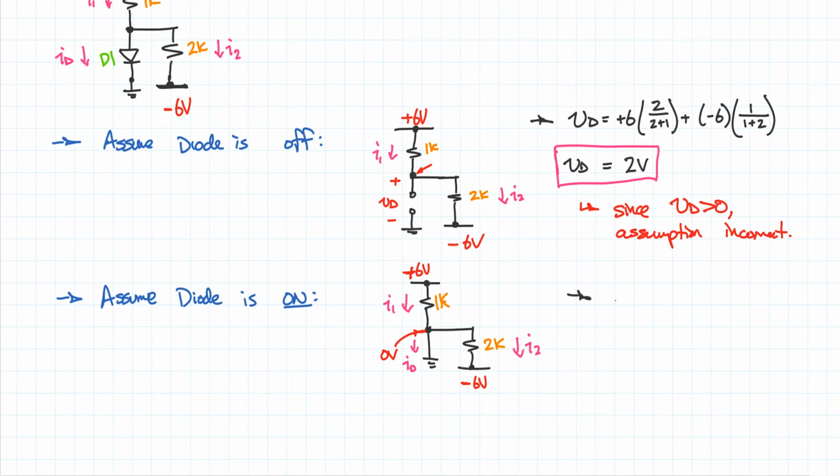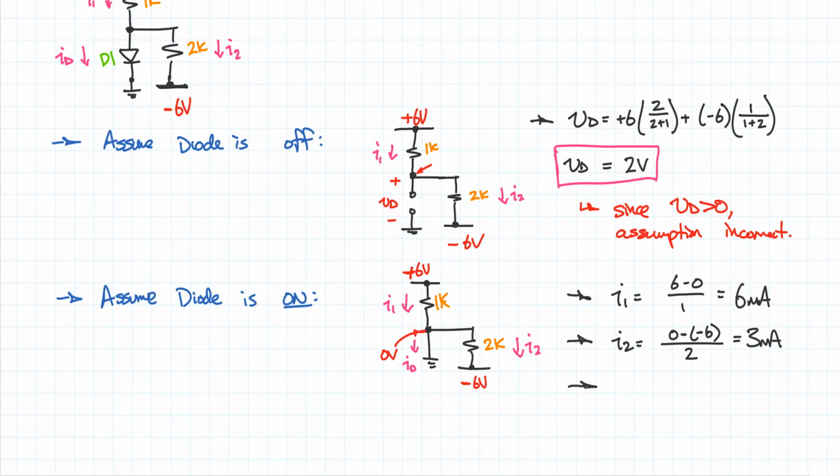So this becomes relatively simple because I know this voltage, I know this voltage, and I can just take the difference and divide it by the resistor to find I1. So I get that I1 is equal to 6 minus 0 divided by 1, which is 6 milliamps. And I can do the exact same thing for I2. I get I2 is equal to 0 minus 6 divided by 2, which is equal to 3 milliamps.